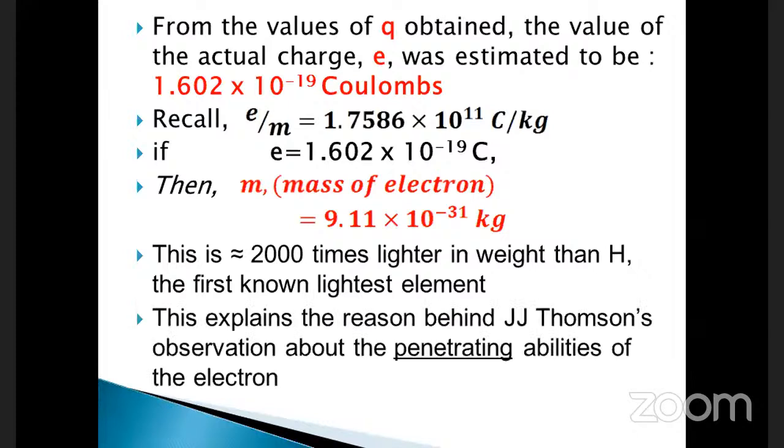It's very light. And that explains what J.J. Thomson observed about the penetrating. No, sorry, that's not J.J. Thomson. Beg your pardon. That's William Crookes. What William Crookes observed about the penetrating abilities. I'm going to correct that. It was William Crookes that determined the qualitative properties of the electron. So one of his observations was that the cathode ray, which is the electron, was able to penetrate small thickness of material. That's one of the characteristics. So please note that.